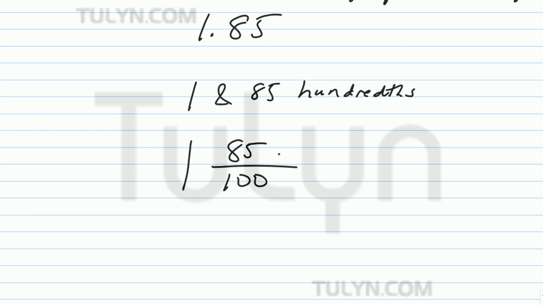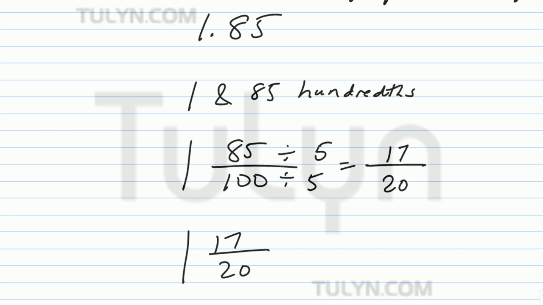And now I'm just going to simplify because it said to find it in simplest form. So I'm going to ask myself what goes into 85 and 100. Well, easily it's 5, right? And 85 divided by 5 will be 17, and 100 divided by 5 is 20. So it will be 1 and 17 twentieths.